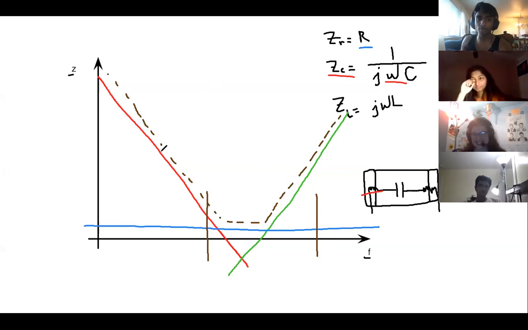So let's say I want to move this capacitance curve, this part here, to the left. What can I do? What should I do? What can we do to the capacitance to move this to the left? Would you increase it? Yeah, precisely. Increase it.